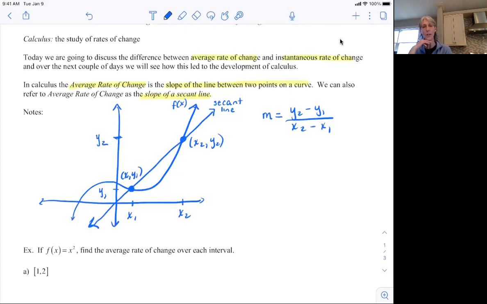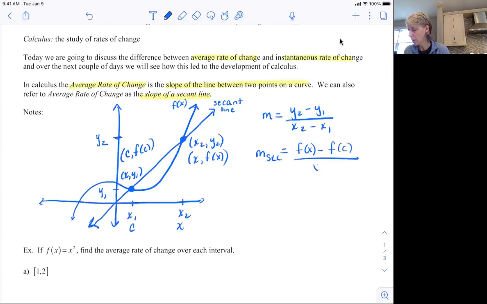Okay. When we move into higher levels of math, we need to adjust our notation. We did go through this earlier in the year. We said let one value be c and the other, x2, be x. So this becomes c, and my y value can be represented as f of c, x, and f of x. So the slope of our secant line can be y2, f of x, minus y1, f of c, over x minus c.